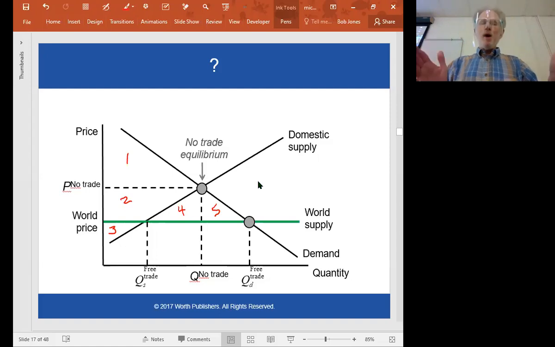And even though it looks more complicated, always remember just the basic idea. Consumer surplus is the area below the demand curve and above the price line. Producer surplus is the area below the price line and above the supply curve. So I'll give you 30 seconds to think about that. It's going to take me more than 30 seconds to draw all that.